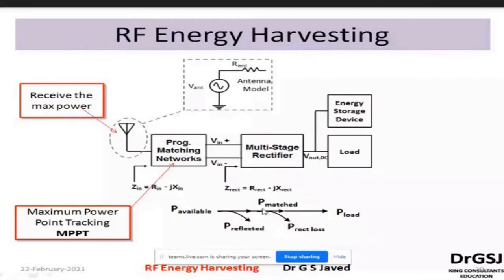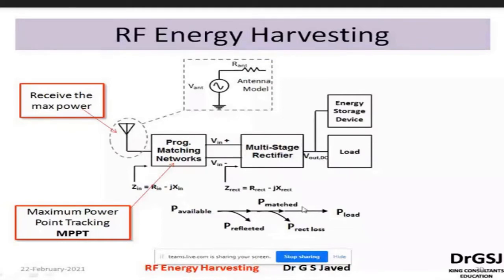Further, when we go from the matched source into the load, when you do rectification, there is some amount of rectification loss that happens, and then it further passes through as load. So effectively, the total amount of power received or harvested, which is called P load, over the P available gives us the efficiency of energy harvesting.